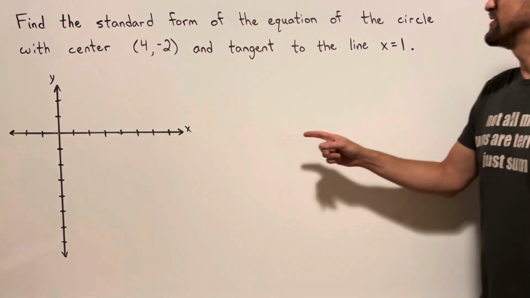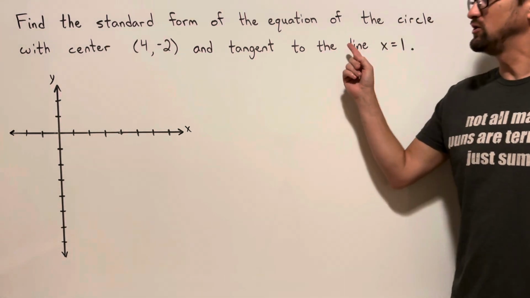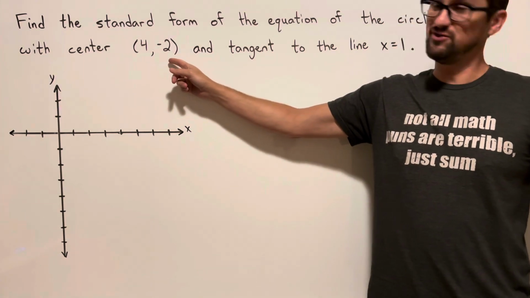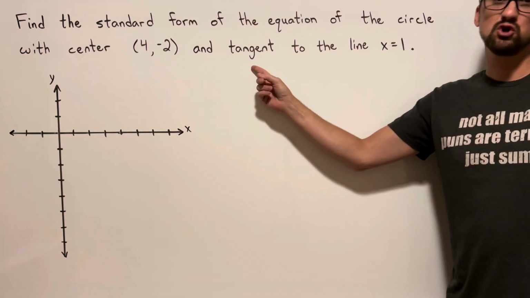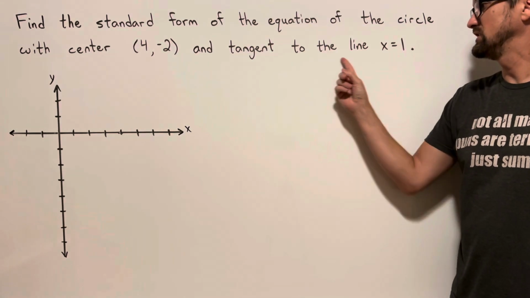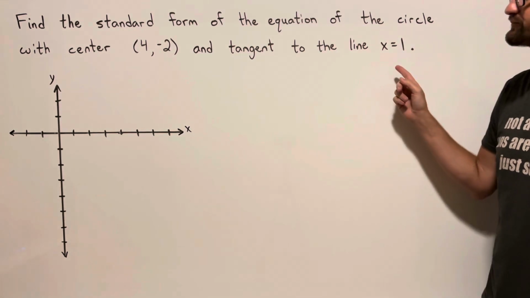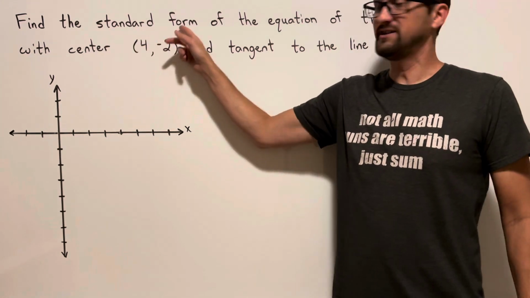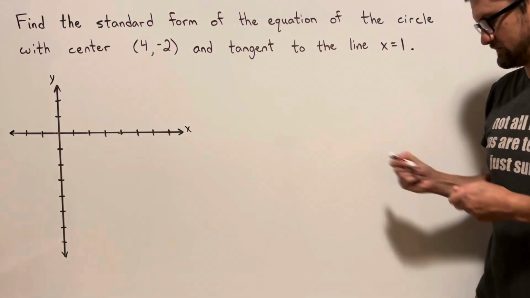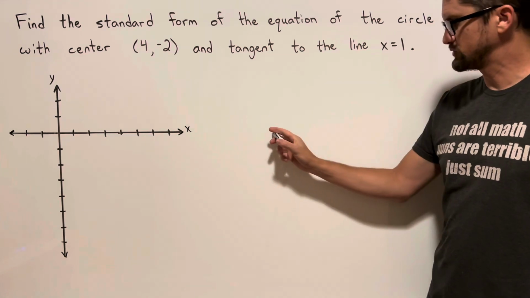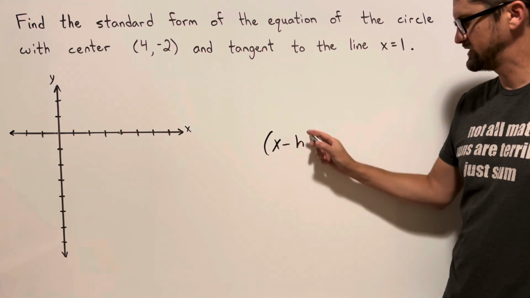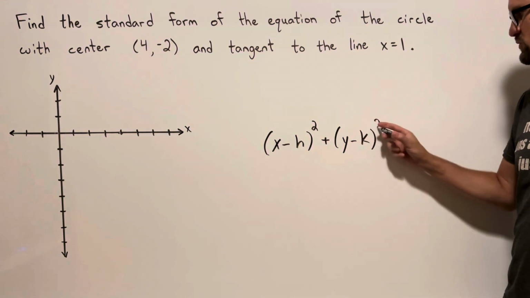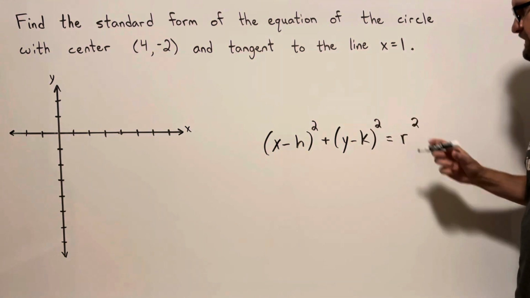Find the standard form of the equation of the circle with a center of (4, -2), and the circle is tangent to the line x equals 1. First thing you need to know for this problem is what standard form looks like. Looks like this right here. (x - h)² + (y - k)² = r².